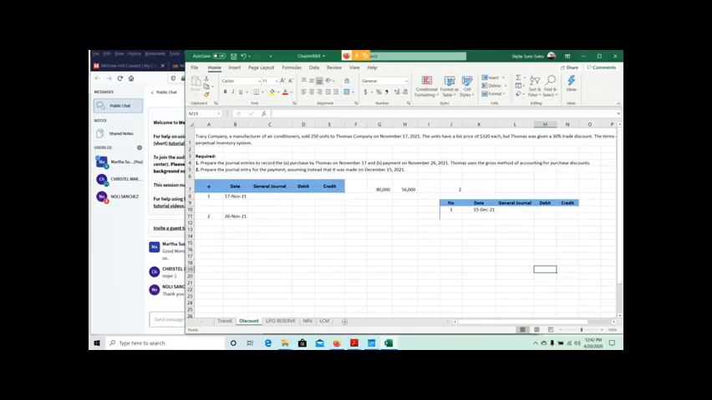Then we may give this customer a trade discount. So in that respect, we're going to record the purchase net of the trade discount. Thomas was given a 30% trade discount. So the original cost was 250 units times $320 each, which is 80,000. And net of the 30% trade discount, it's 56,000.